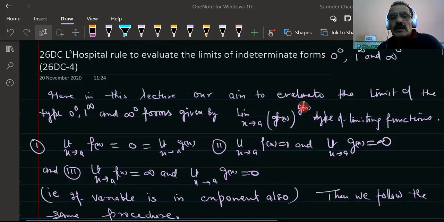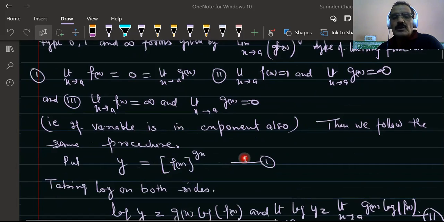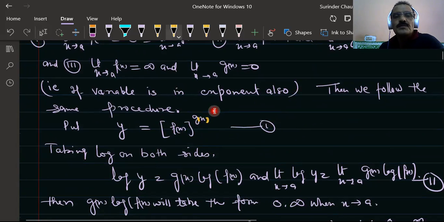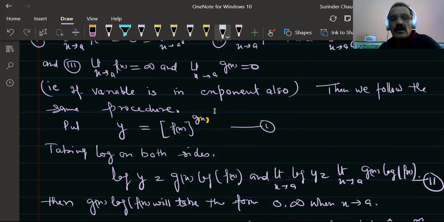Let this be equal to y. Suppose the function is equal to y. First step: f(x) raised to g(x) is equal to y. This is the first step, the same for all three indeterminate forms. Now taking log on both sides, log of y is equal to log of f(x) raised to g(x). Here we can use the formula: log of m raised to power n is n log of m.